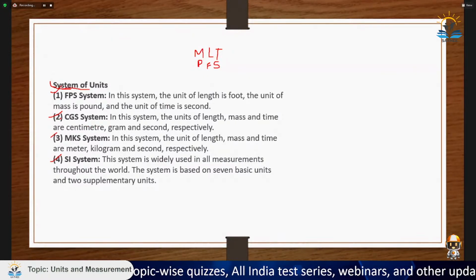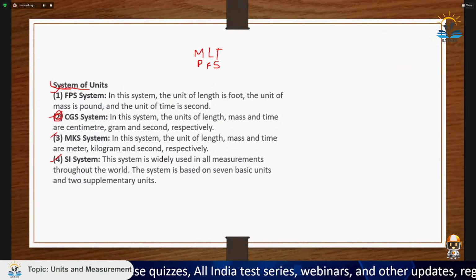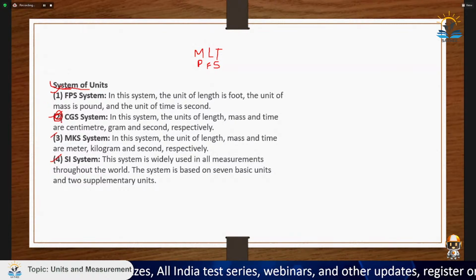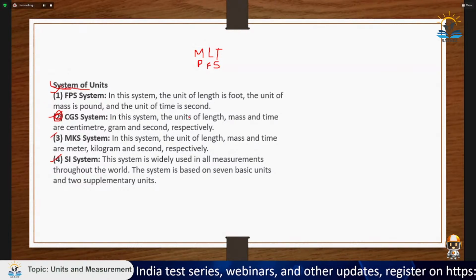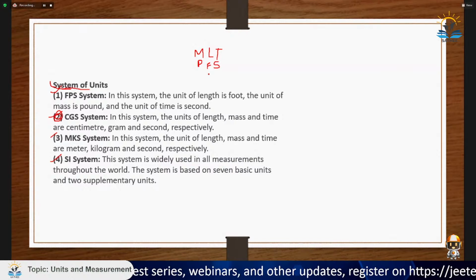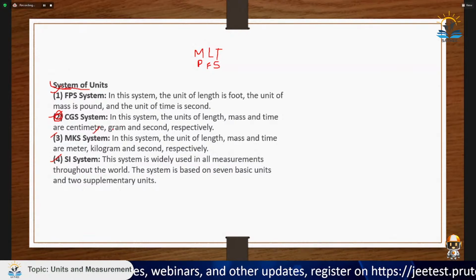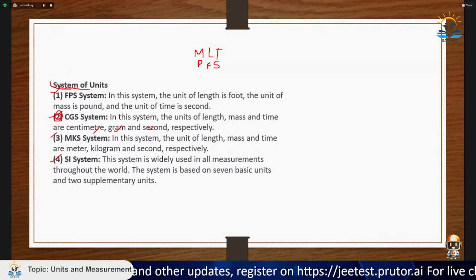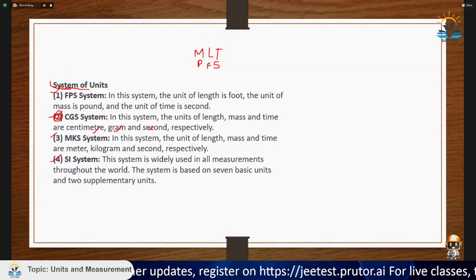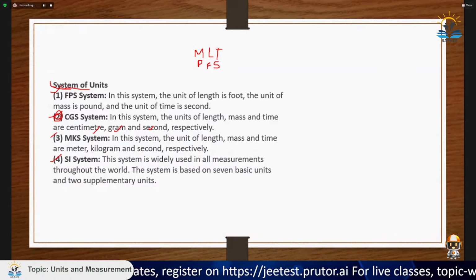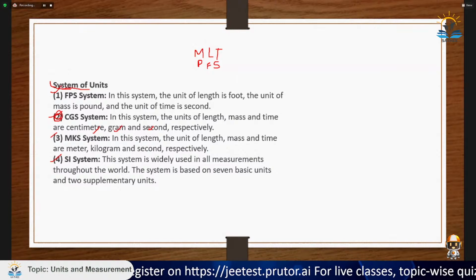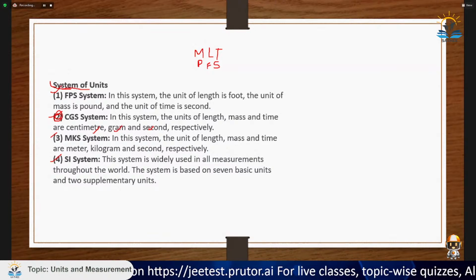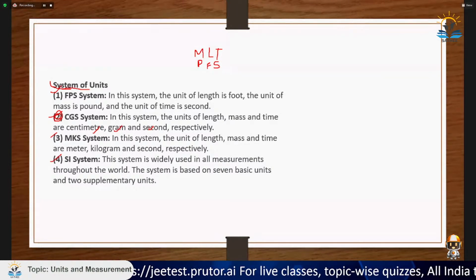F for foot, P for pound, and S for second. Similarly, the CGS system is also used very much. Like in India, we use the SI system and the CGS system a lot. In the CGS system, the unit of length is centimeters, the unit of mass is grams, and the unit of time is second. There's one thing common in all the four systems: the unit of time is second in each and every system. That does not differ in any unit system. The things which differ are mass and length.